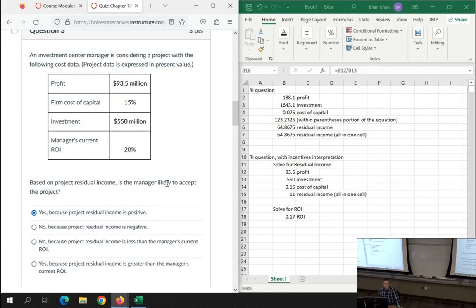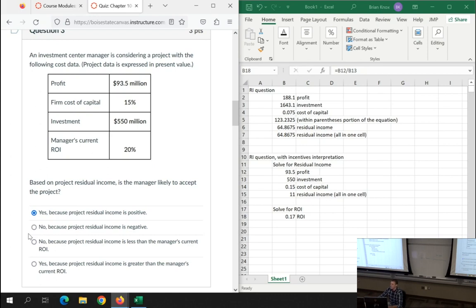So would it be because project ROI is greater than the cost of capital? Oh, sorry, a similar question. Is it because project ROI is greater than the cost of capital? That is true, and that's possibly the answer to the question. You're looking at a different question that's similar? Very similar, same numbers and everything?